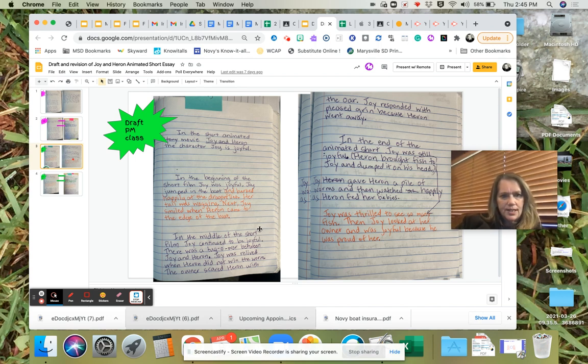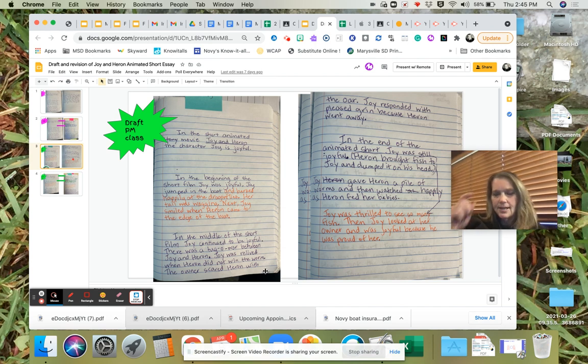All right, so I'm trying to see where I can add a sentence to make this even more clear to the reader. So I think I'm just going to have to read it again. In the middle of the short film, Joy continued to be joyful. That's our topic sentence. There was a tug-of-war between Joy and Heron. Joy was relieved when Heron did not win the worm. The owner scared Heron with the oar. Joy responded with a pleased grin because Heron went away.